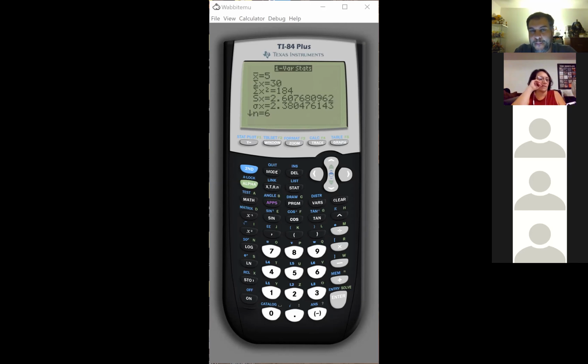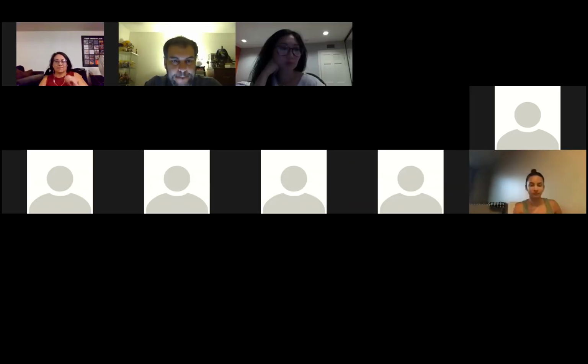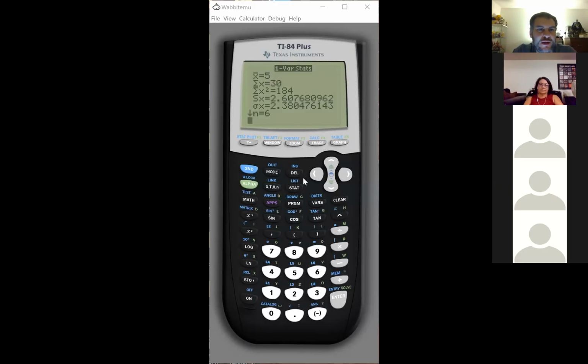Professor, I do have a question. So you pretty much entered the data in L1, and then what do you press again to display it? All right, so you press stats. You move it over to where it says calculate, so you use the right arrow. Then you hit 1-Var Stats. Oh, okay. And then you go to calculate. It should be good. So you get sigma x is equal to 2.38. Perfect. Thank you.